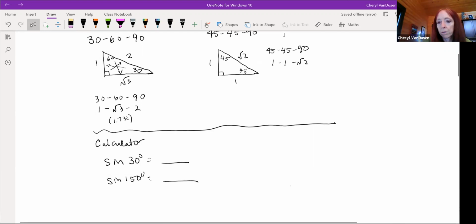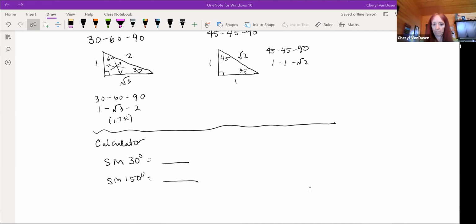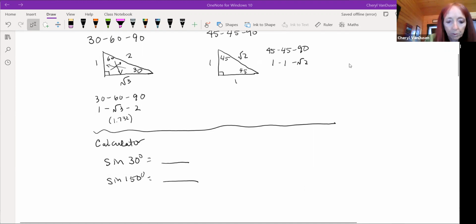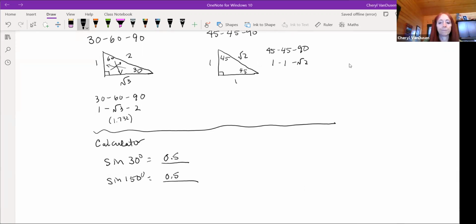Do the same thing. Go sine 150 equals, and find out what that gives you. Something very cool. Yes, as was noted by a student, we get 0.5 here and we get 0.5 here. Something's going on here. There's a pattern that's going to emerge. Again, some of you that might be ahead might know what the pattern is. But this is kind of cool.